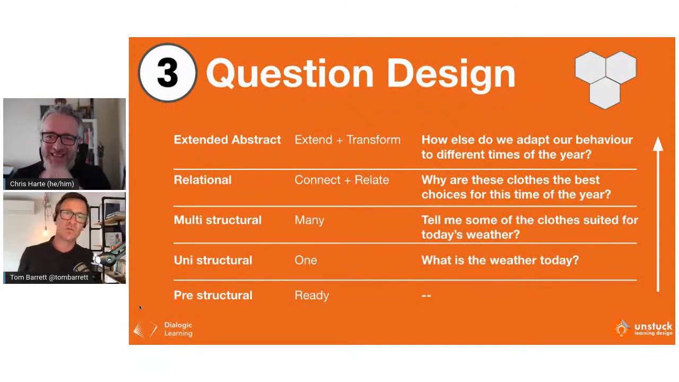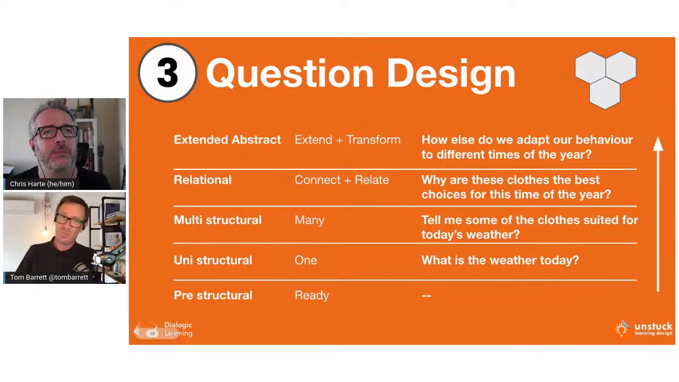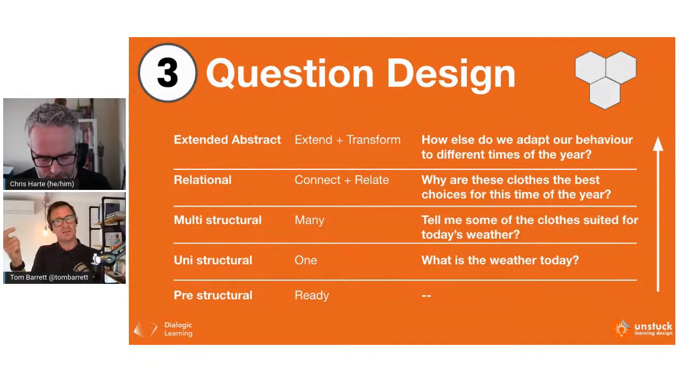Zooming and contracting. Let's talk about question design. So third power up for you, and the third way that we might use this in a really practical sense. If you've got a clear understanding of how you might try and use this language, one of the best ways is to design your own questions.